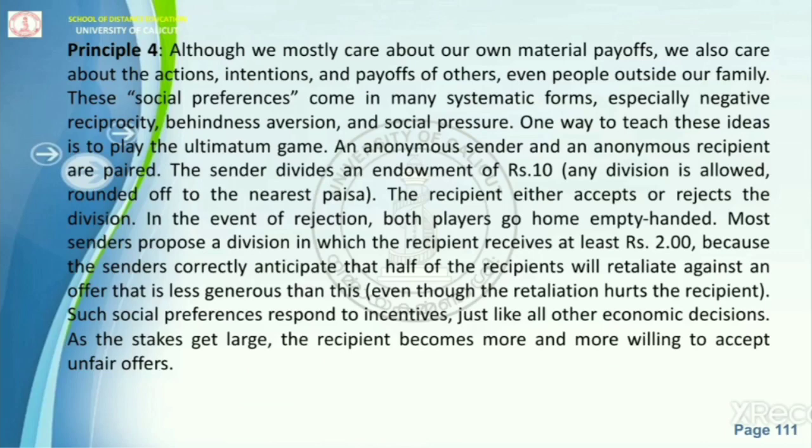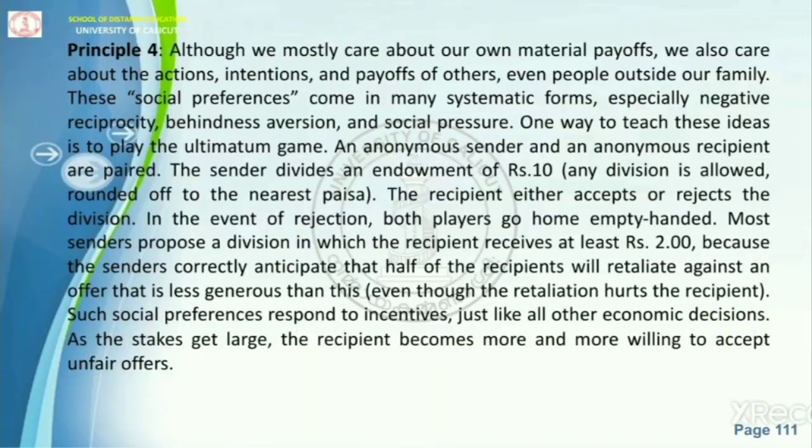One way to teach these ideas is to play the ultimatum game. An anonymous sender and an anonymous recipient are paired. The sender divides an endowment of rupees 10, that is, any division is allowed, rounded off to the nearest paisa. The recipient either accepts or rejects the division. In the event of rejection, both players go home empty-handed.